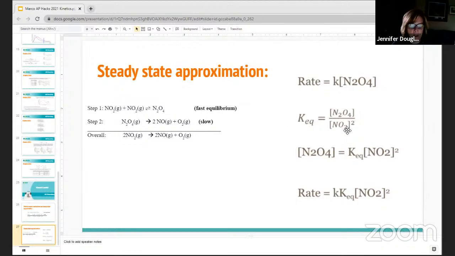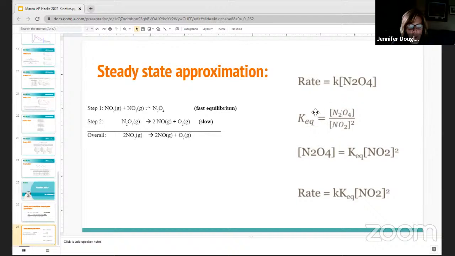All right, I've got that. So I've got my rate law, and I've got my equilibrium expression for the first step. Now I need to try and rearrange my equilibrium expression and make it in terms of N2O4, because I'm going to try and substitute something in there for N2O4 to get rid of it.